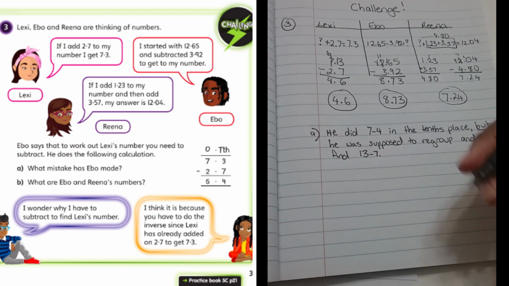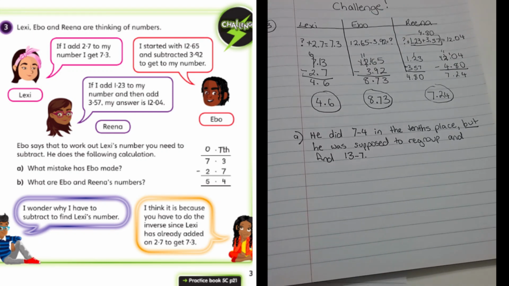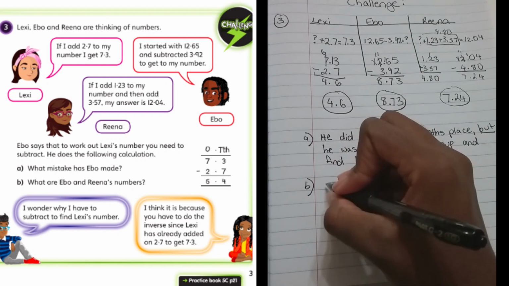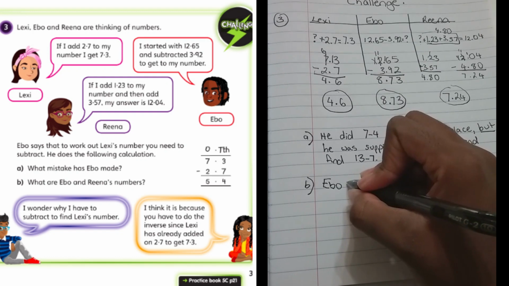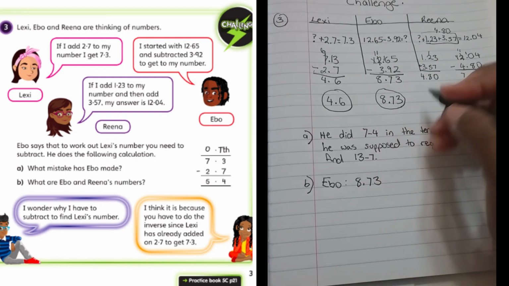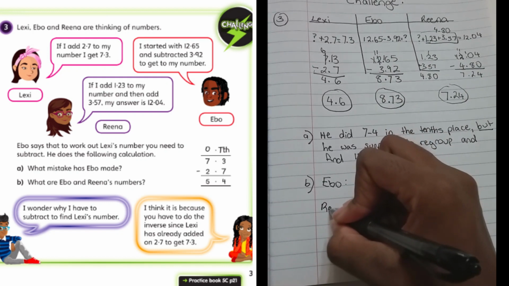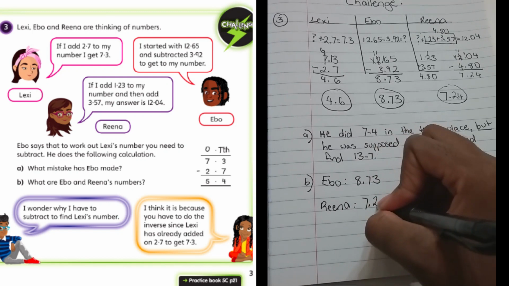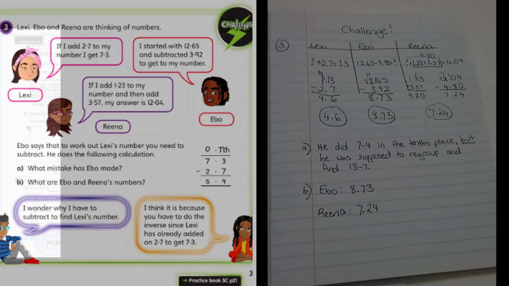Now for B, it says, what are Ebo and Rena's numbers? Well, guess what? We solved that already. So all I have to do for B is write my answers, because all my work is at the top of my page. Ebo's number, 8.73, and all my work up there is up there to show what I did. And Rena's number is 7.24. And there we have it. The challenge is all done.